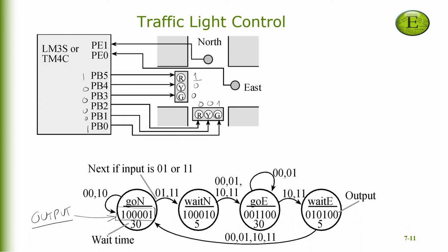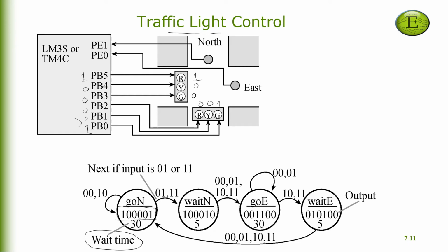That is the output, and in the embedded system implementation, the microcontroller will output this 6-bit number on port B to control the traffic lights. That's the problem that we're trying to solve, and it is the 6-bit number that is outputted from the microcontroller. So the output is also shown. It's a second component that is indicated in the state circle, and then the third component is the wait time.